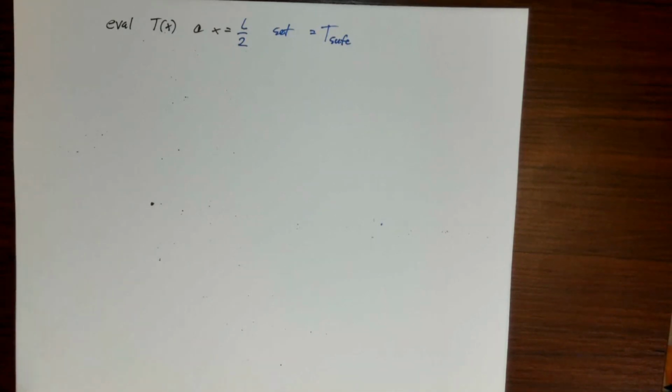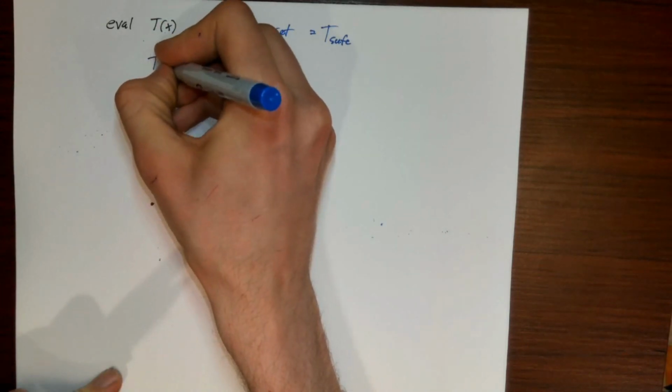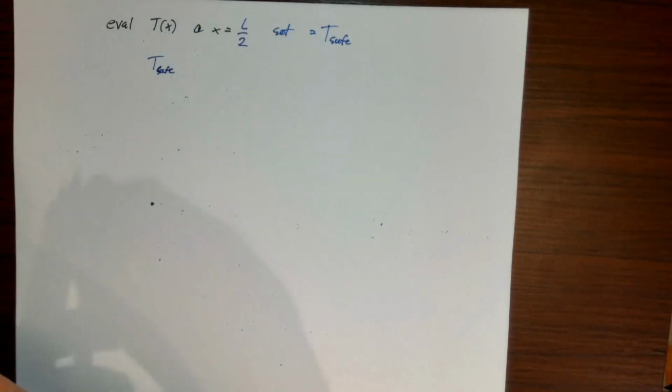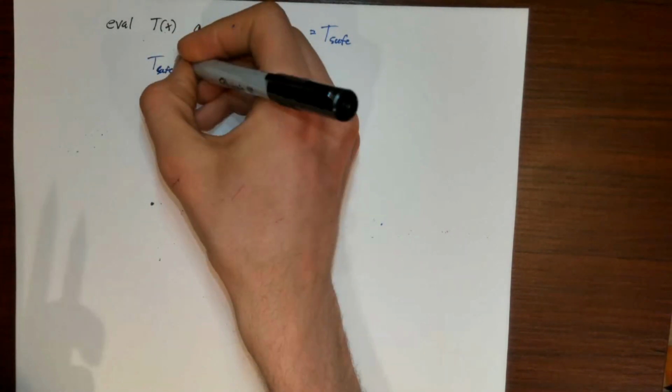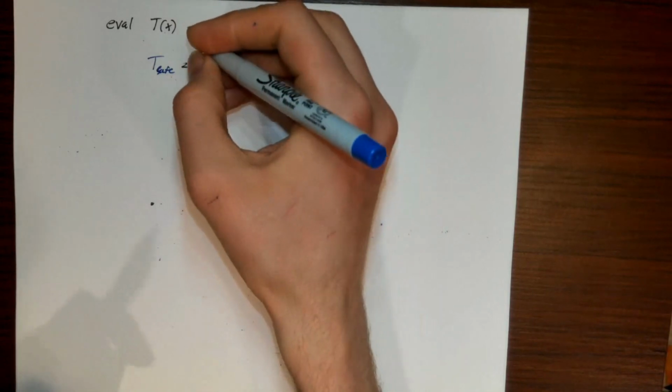So what does that look like? Well, we can plug it in. We can basically say, hey, T safe must then be equal to the following.